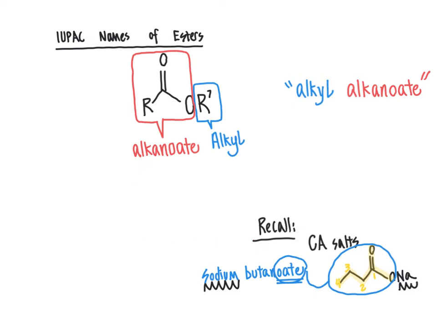The differentiation is that the first part of the name for an ester is going to be the alkyl group name that's bonded over here to our oxygen atom, versus in the carboxylic acid salt, that first part of the name was the metal, such as sodium. So let's take a look at a specific example or two of naming these esters as so-called alkyl alkanoates, plugging in some specific information here.